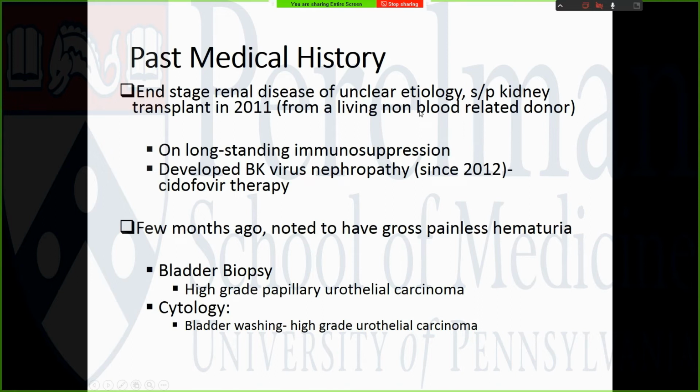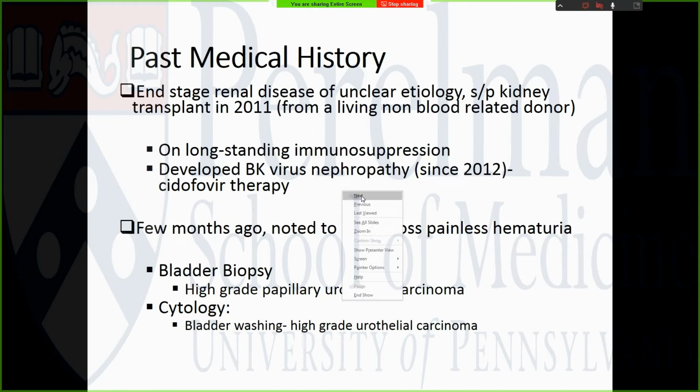And of course, he was then on immunosuppression. He had developed BK virus nephropathy and received antiviral therapy. And as I said, he presented with this gross painless hematuria. He had a bladder biopsy that showed high-grade papillary urothelial carcinoma. We reviewed it here, and then the bladder washing that I just mentioned, we saw.